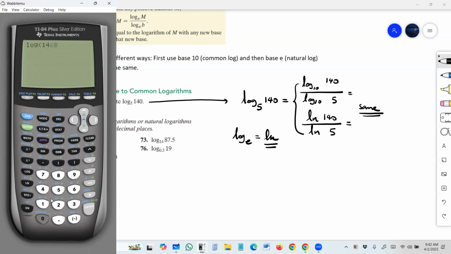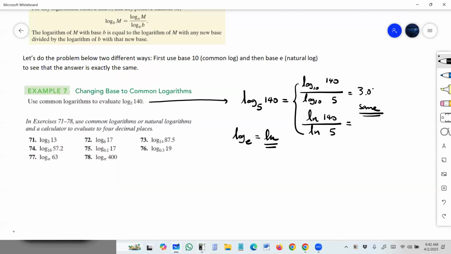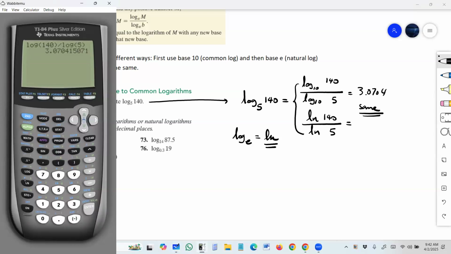I'm going to put 140 and then divided by log base 10 of 5. And this is the answer 30704. I'm going to write it over here, approximately with 4 digits. And now let's do the same problem using natural log.